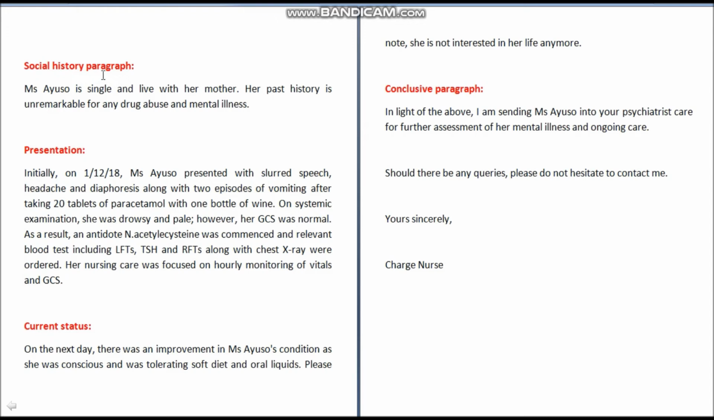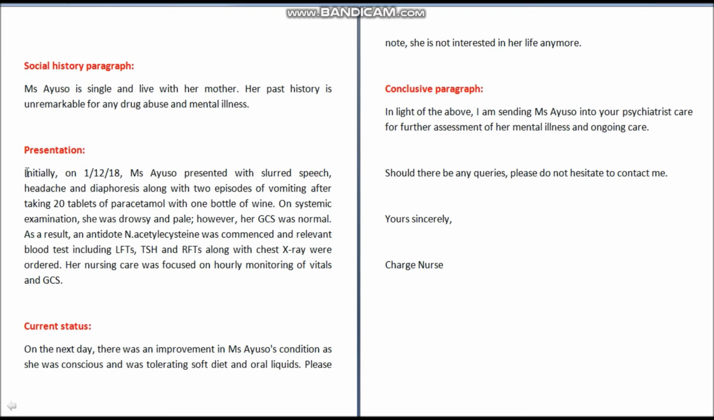So the second paragraph after the introduction is the social history paragraph. What was important? The patient is single and lives with her mother. Regarding the patient's problem, like this was a suicidal attempt, these 2 things, single status and living with the mother, were important. And her past history is unremarkable for any drug abuse or mental illness. That's it.